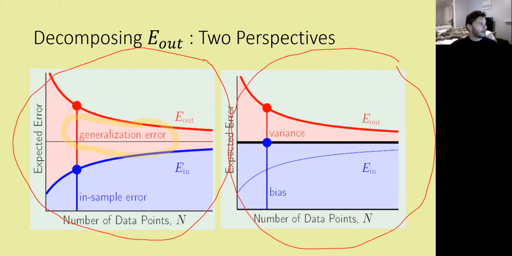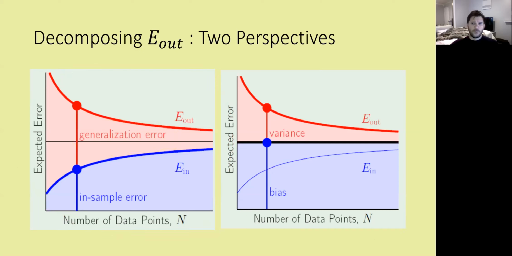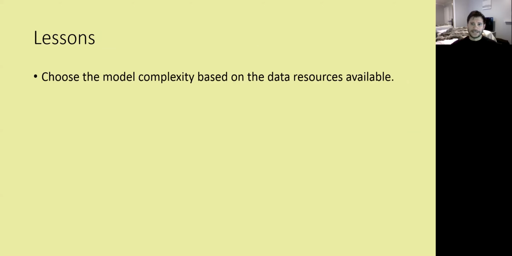Now, a few important lessons from this analysis, from understanding how we're decomposing the out-of-sample error into these two sources under these two perspectives. Either the out-of-sample error is the generalization error plus the in-sample error, or it's the bias plus the variance. Okay, a few important lessons here. First one is that you want to choose your model complexity not based off of what you think the complexity of the data generating process is, but you want to base it off of the complexity of the data resources that are available to you. Okay, very important point there.